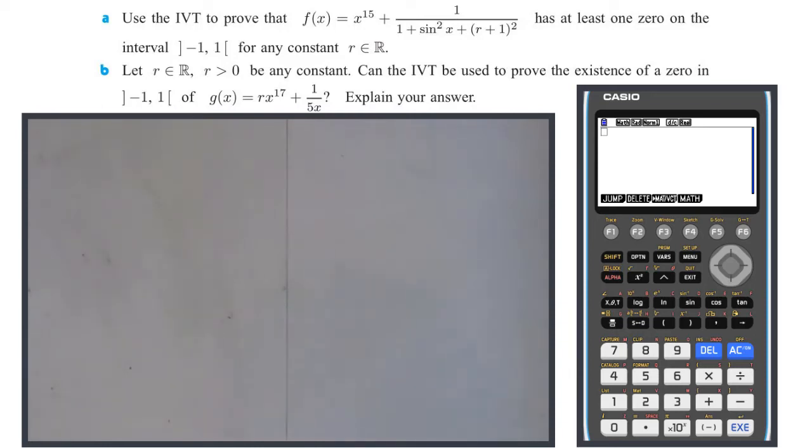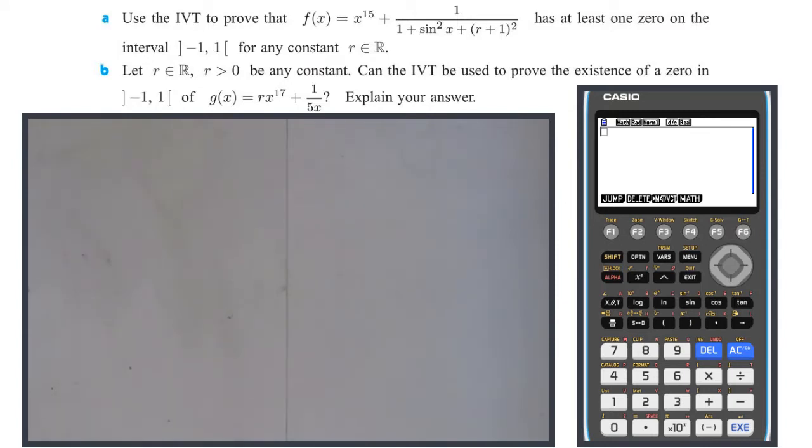Use the intermediate value theorem, the IVT, to prove that f of x equals x to the power 15 plus 1 over 1 plus sine squared x plus r plus 1 squared has at least one zero on the interval from -1 to 1 for any real r. So r is a constant and it's a real number, but it has to be true for any real r.